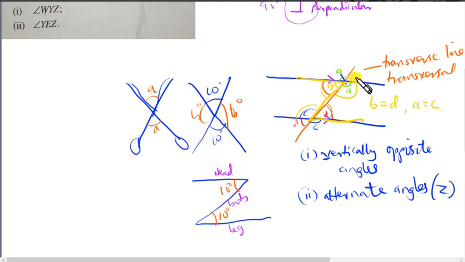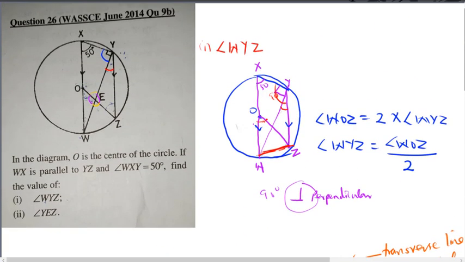Alright, talking about parallel lines, we have other angles. We can talk about corresponding angles and others, but let us end here. Let's talk about alternate angles. That is what we need to solve this question. So the first way that we can solve this, that is, we can find the angle WYZ, as I did say, is knowing the angle WOZ, because the angle WOZ is 2 times the angle WYZ, or the angle WYZ is half of the angle WOZ.